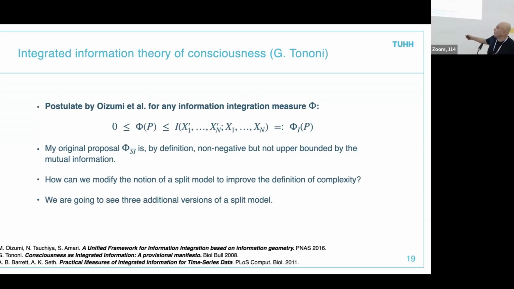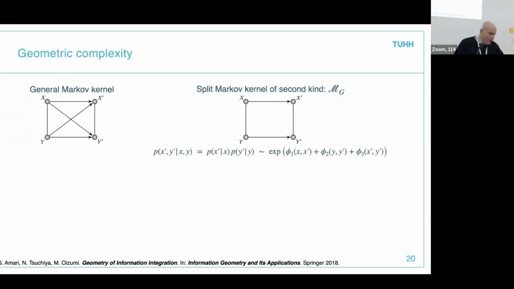They said any measure of integrated information has to be non-negative, and it has to be upper bounded by the mutual information. So there shouldn't be more integrated information than information flow in the system. That's the postulate. And it turns out that my original measure does not satisfy this postulate. It is non-negative, but it's not upper bounded by the mutual information. And then they came up with various ways to improve it.